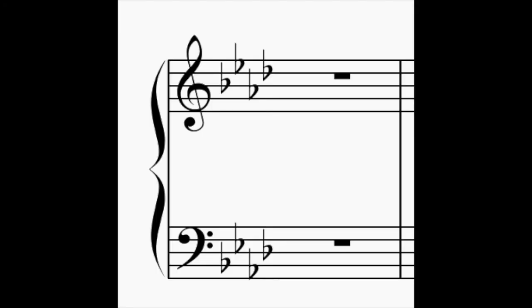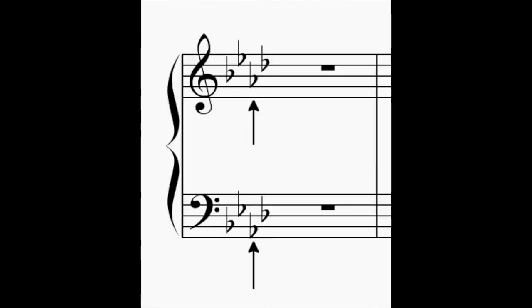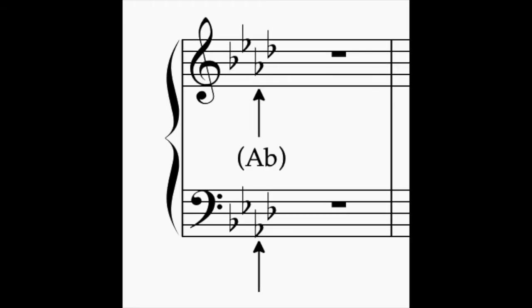How do we know what key we're in if we have a flat key signature? Let's take a look at this key signature that has 4 flats. I want to go to the second to last flat in the key signature. That's going to be A flat. That's our key. That's literally it. You just find the second to last flat, that's your key.